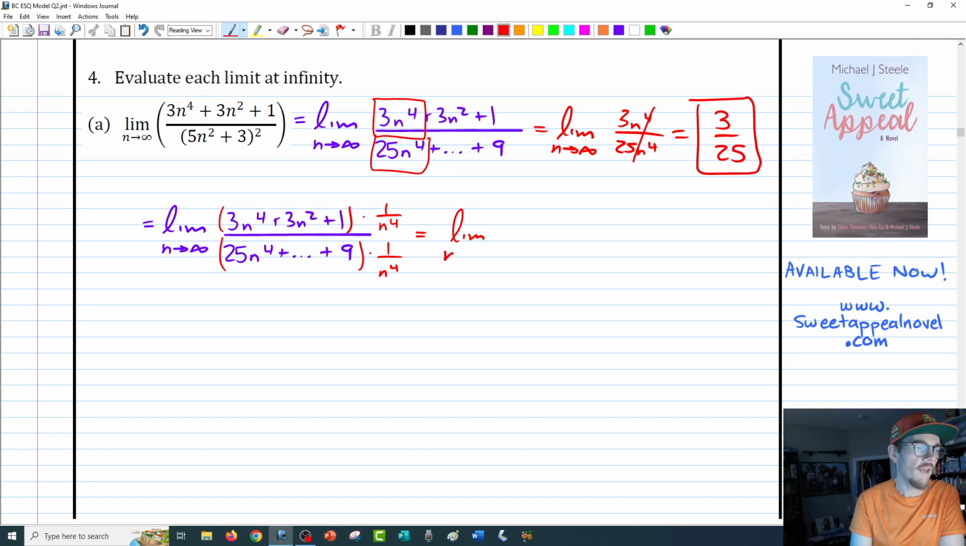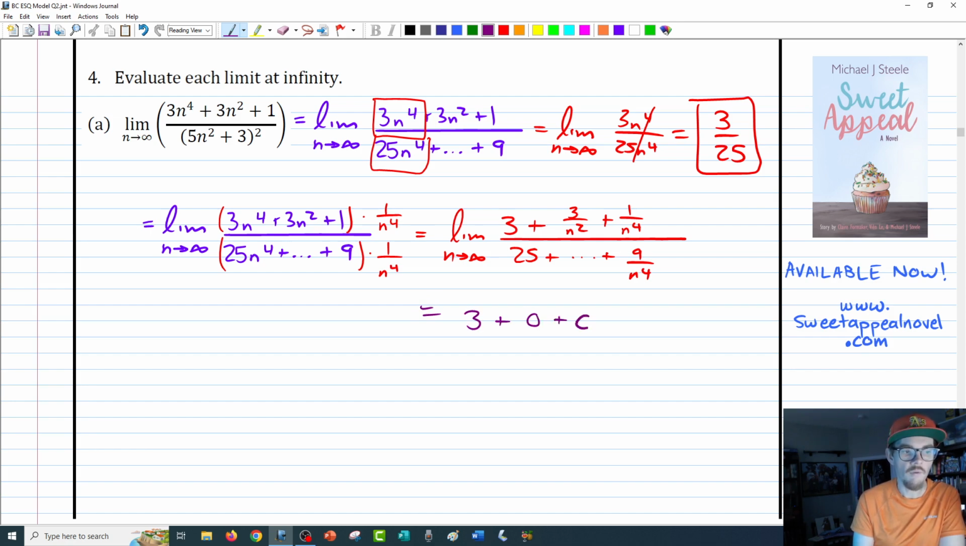As a heads up, if you actually evaluate this, and you probably will if you're sticking around watching this part of the video, when you distribute it through, it creates very different looking terms. We get 3, because the n to the 4ths divide out, plus 3 over n squared, plus 1 over n to the 4th. And likewise down below, you get 25, plus stuff, and then plus 9 over n to the 4th. The important thing to recognize here is that as n goes to infinity, this becomes 3 plus a number over infinity, which is 0, plus a number over infinity, which is 0. Down below, we get the exact same setup. All those other terms go to 0, and we get 3 over 25.